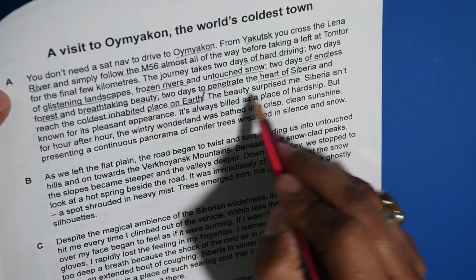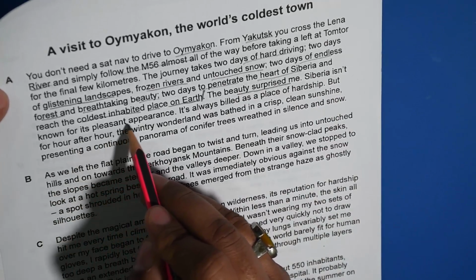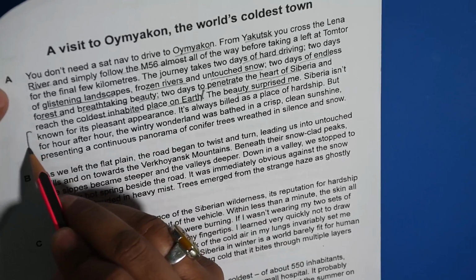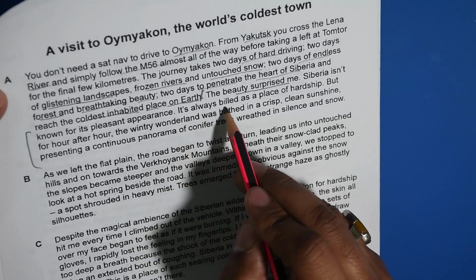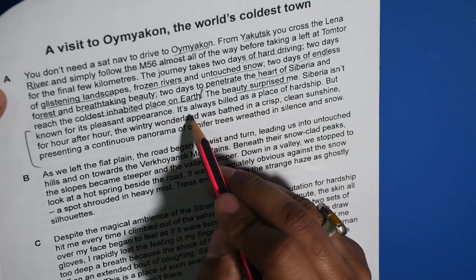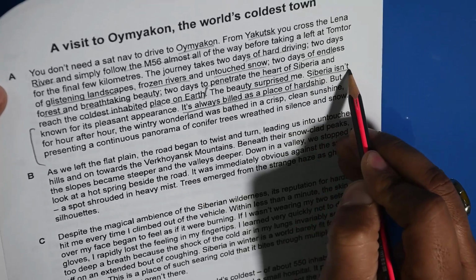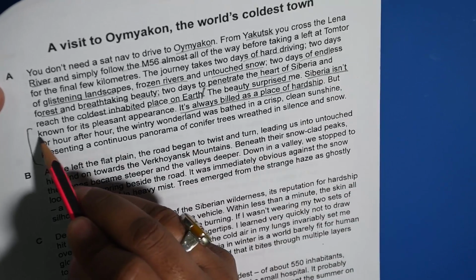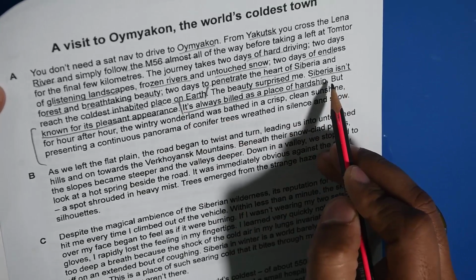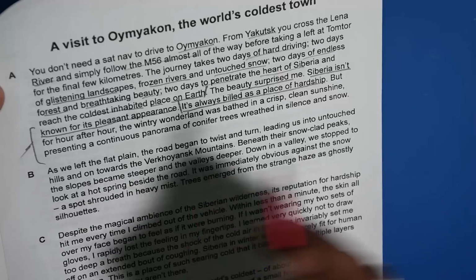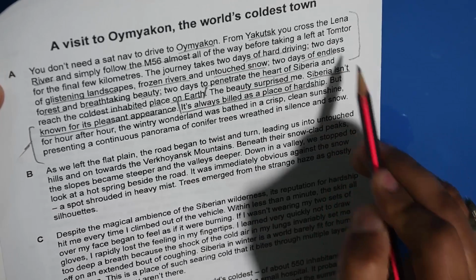The beauty surprised me, okay. Siberia isn't known for its pleasant appearance. This is something important. Siberia isn't known for its pleasant appearance. It's always billed as a place of hardships. See that? Now what Siberia is known for, what is popular about it, and what it actually is. That's what they are telling us. And the heading is here. Siberia. Before that, that was just the explanation of how to reach there.